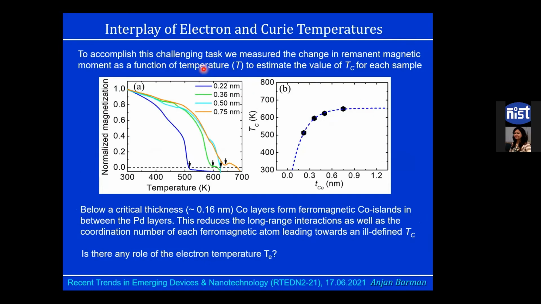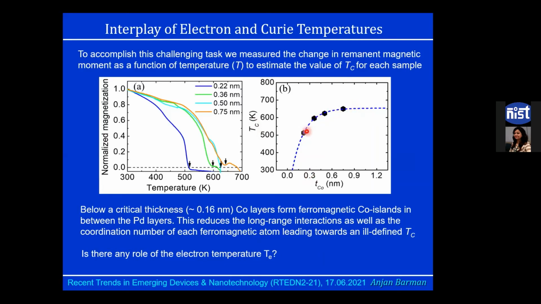To accomplish this task, we measured the change in the remnant magnetic moment as a function of temperature. We measured the hysteresis loop at every temperature and rebuilt the temperature dependent magnetization. These are the curves, and all of those took a long time to measure. From here we are able to find the Curie temperature very precisely. This is the Curie temperature versus TCO, and you can see that it decreases like that.